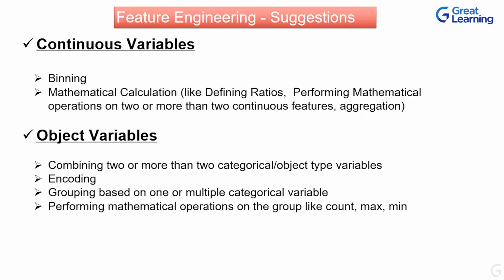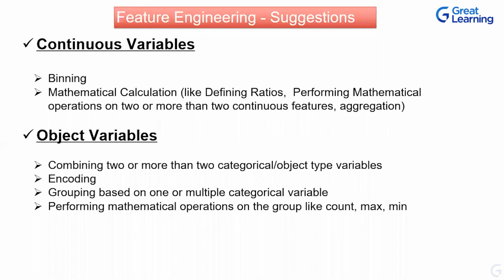For an object variable, we try to club two or more categorical object type variables and create one. A very simple example: let's assume I have a variable like age or an age group, another variable which is marital status, and another variable which is gender. By clubbing the gender and marital status, I can probably create another object type variable.